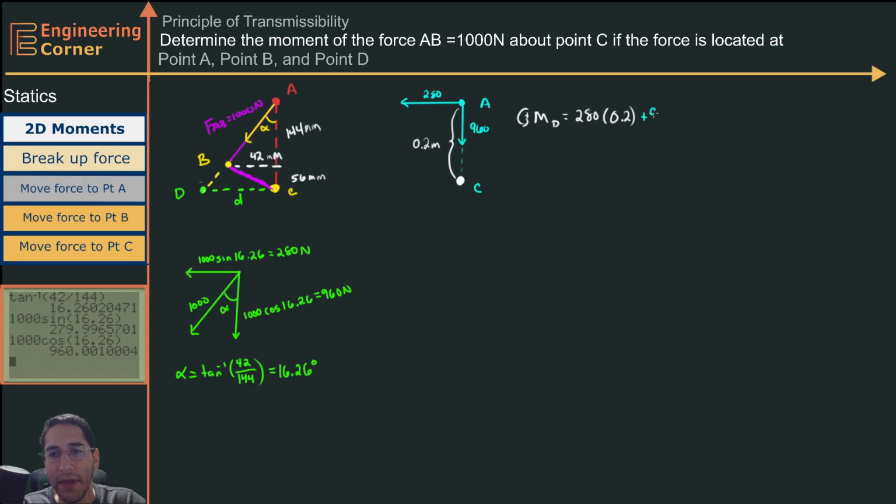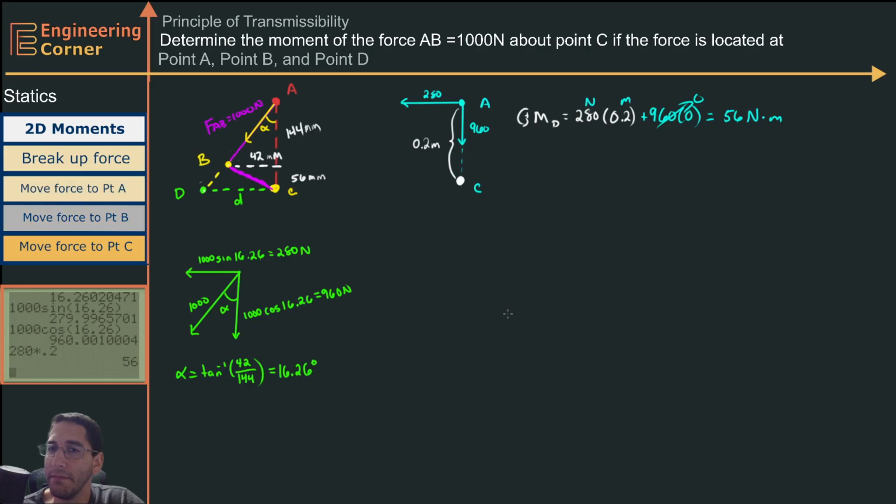If you want it to be complete, you could say this is 960 times 0, but that's just going to go away and that's going to be 0. So we know that this moment is going to be 280 times 0.2, or 56 in my units. This is a Newton, this is a meter, so I have Newton meters. All right, now let's look at point B, and we should get the exact same answer.